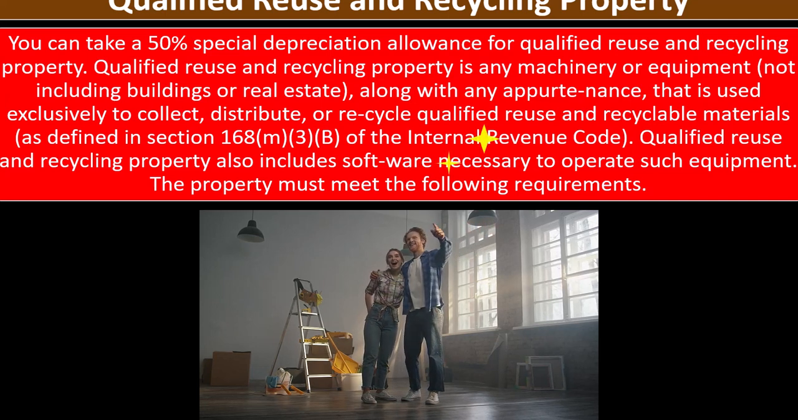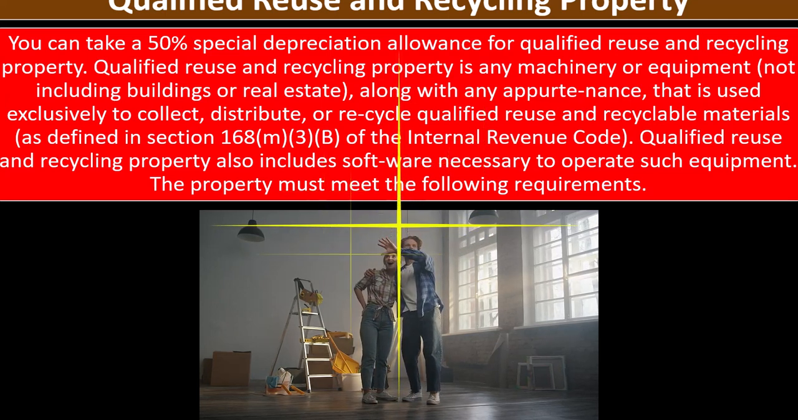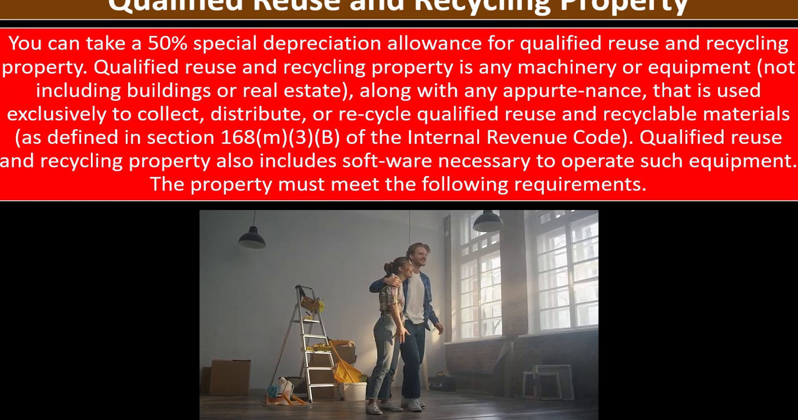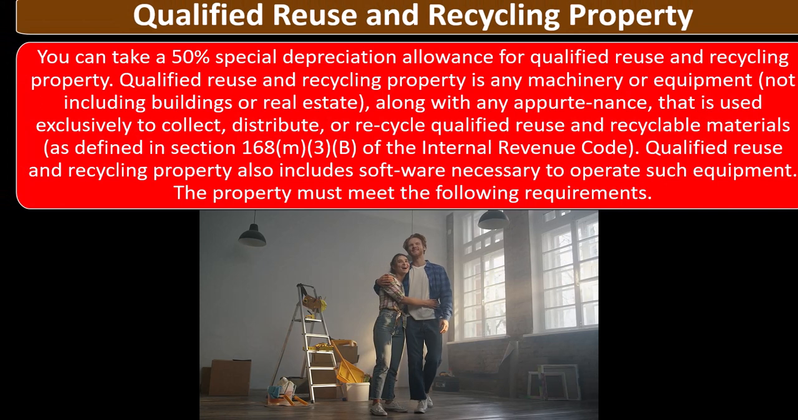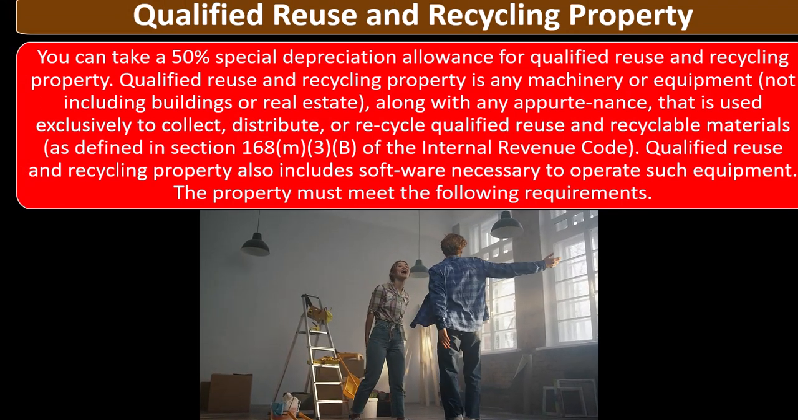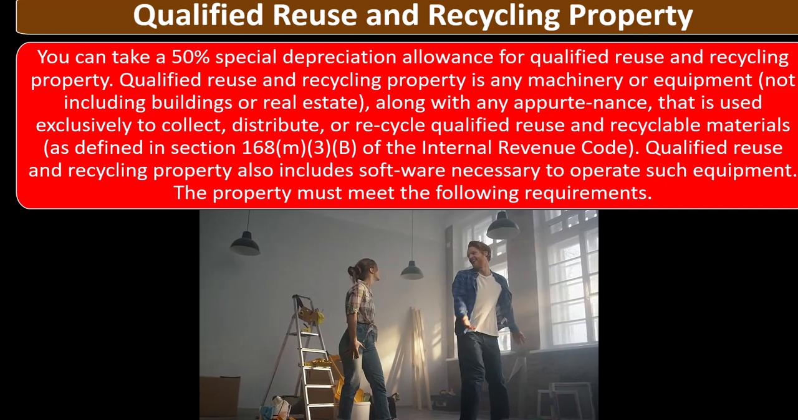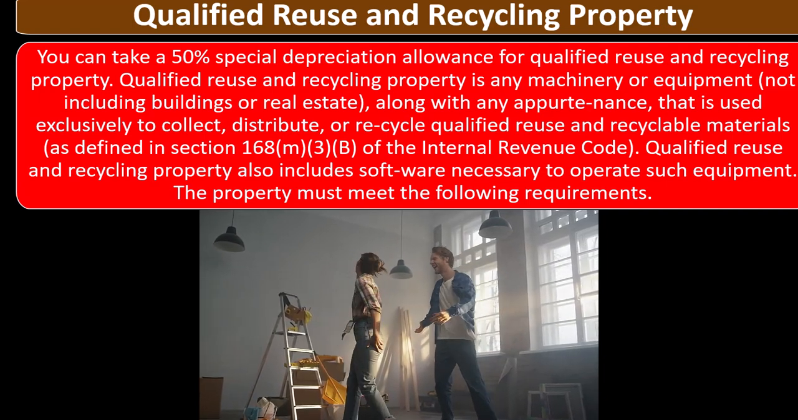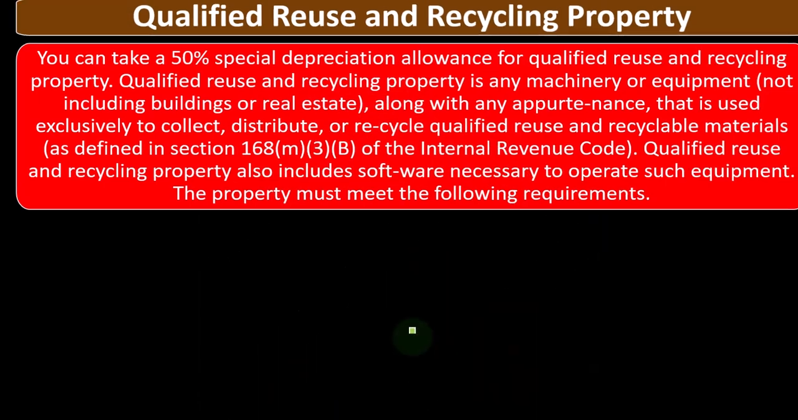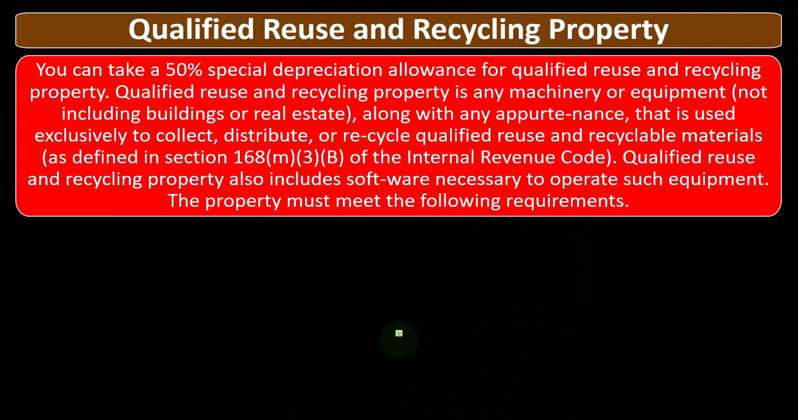Qualified reuse and recycling property is any machinery or equipment, not including buildings or real estate, along with any appurtenances that are used exclusively to collect, distribute, or recycle qualified reuse and recyclable materials as defined in Section 168(m)(3)(B) of the Internal Revenue Code. It also includes software necessary to operate such equipment. The property must meet the following requirements. The property must be depreciated under MACRS.